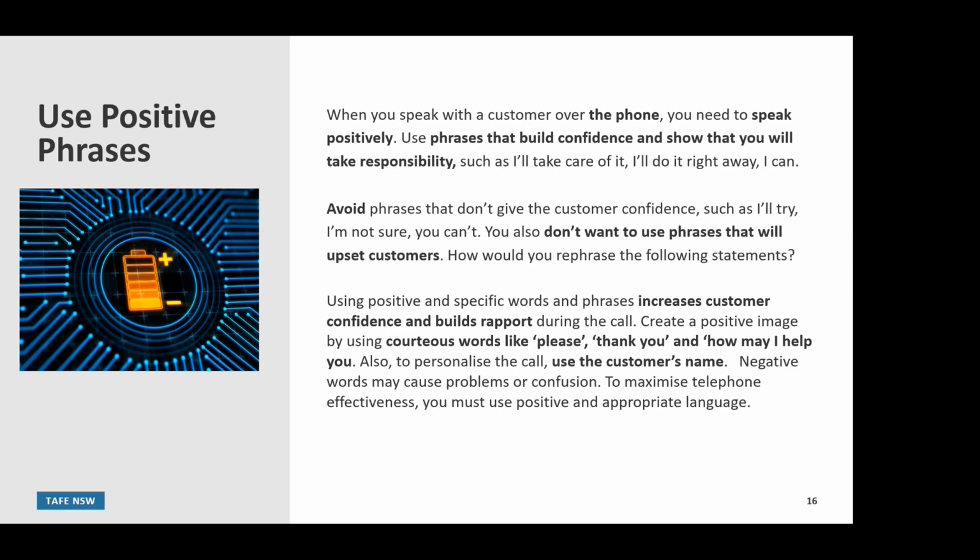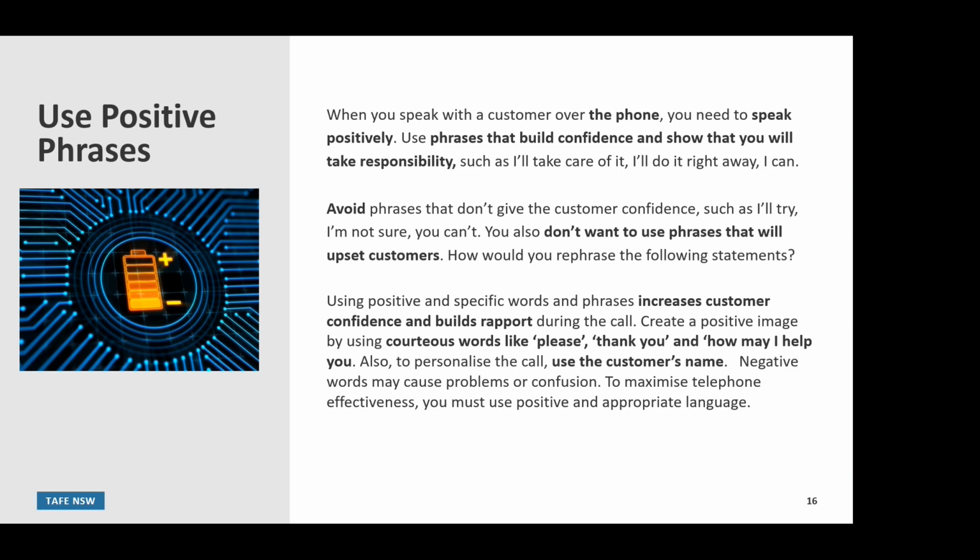This is more about positive phrases and how to speak to customers, especially when you're on the phone. You need to speak positively and use phrases that build confidence and show that you are going to take care of it. For instance, I'll take care of it, I'll do it right away, or I can. You want to avoid phrases that will upset customers, okay? You want to avoid phrases where the customer's confidence goes down, like I'll try, I'm not sure, or you can't, okay? You want to leave those things out.